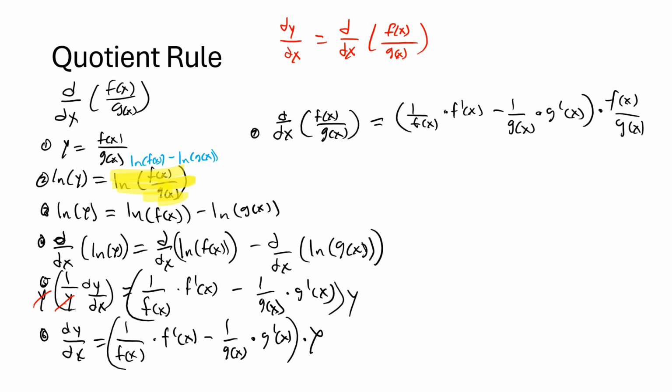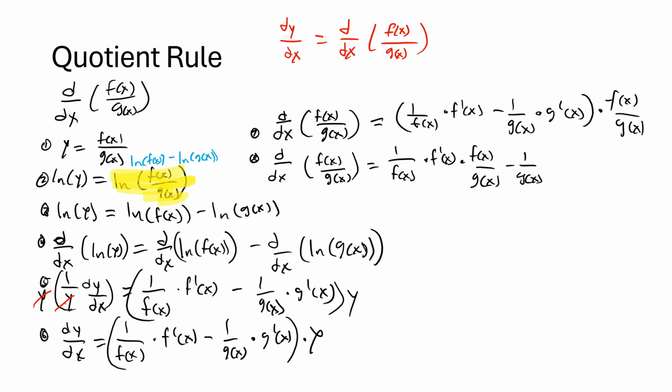And again, we're just going to use our distributive property. So we'll get d/dx of f of x over g of x. This will then equal 1 over f of x times f prime of x times f of x over g of x minus 1 over g of x times g prime of x times f of x over g of x. Look, I didn't run out of space here.